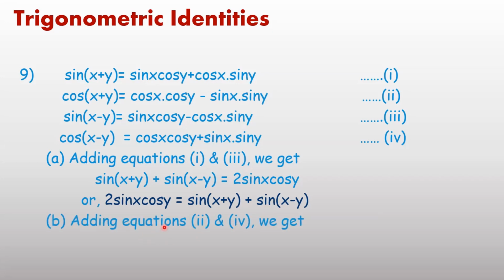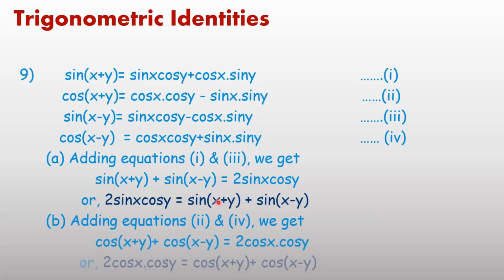If I add the second and fourth, again sin x sin y cancels out. What remains? 2 cos x cos y. And the next identity: 2 cos x cos y equal to cos(x+y) plus cos(x−y).